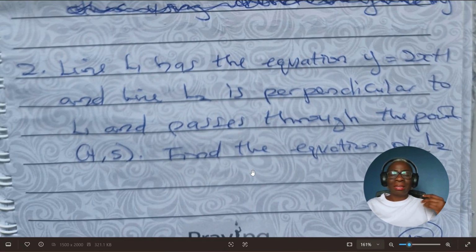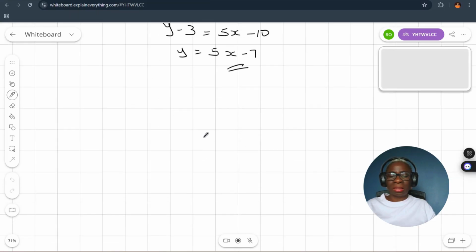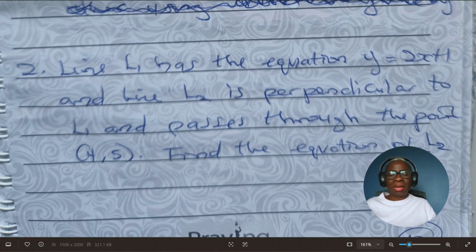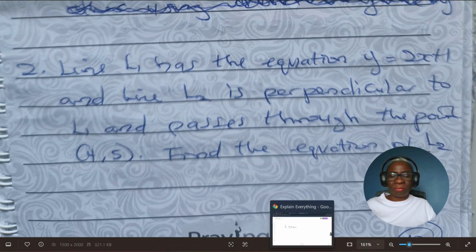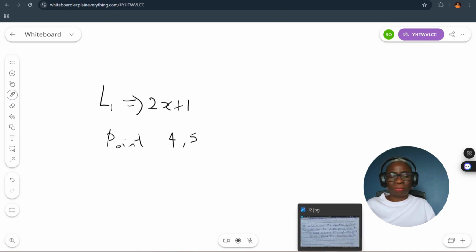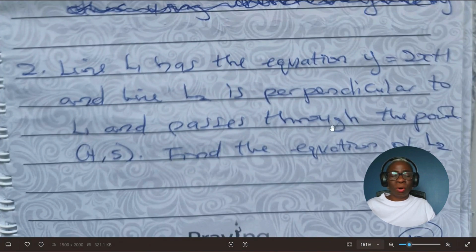Line L1 has the equation y equals 2x plus 1. Let's write that out. Line L1 has the equation y equals 2x plus 1. And L2 is perpendicular to L1 and passes through the point (4, 5). It passes through the point (4, 5). And then we are to find the equation of L2.